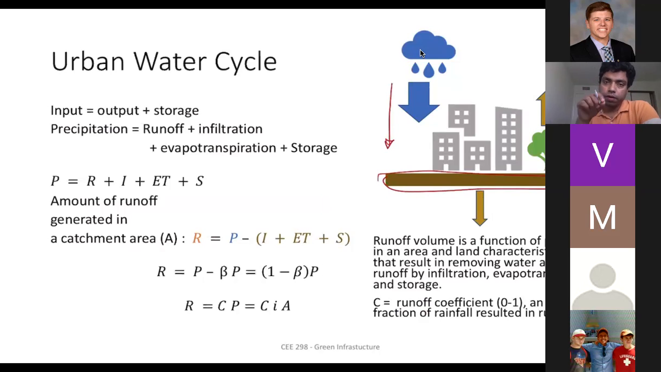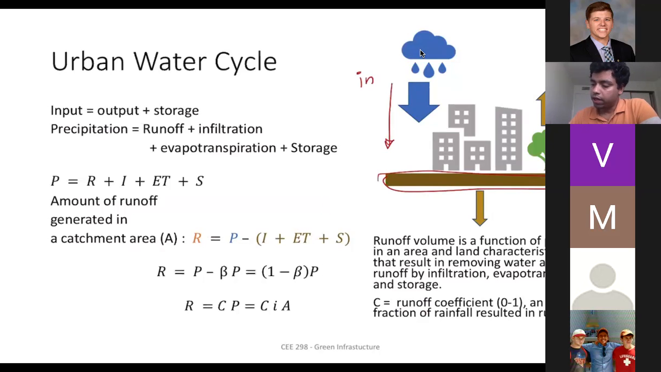Anytime an arrow goes into the system, that's coming in. So this is input, and this is the only input. Rainwater is the only way water comes into the area, let's assume. And then there are 3 outputs.